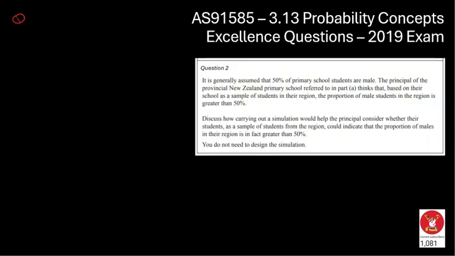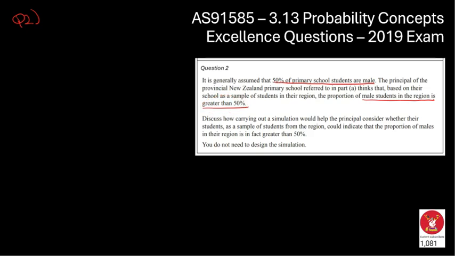Okay, we are now on to question number 2, and this does carry on from the school stuff that we talked about before. So it is generally assumed that 50% of primary school students are male. Makes sense, a fair assumption. The principal of the provincial primary school referred to in part A thinks that based on their school sample of students in the region, the proportion of male students in the region is greater than 50%. So they reckon there are more than 50% of males in their school.